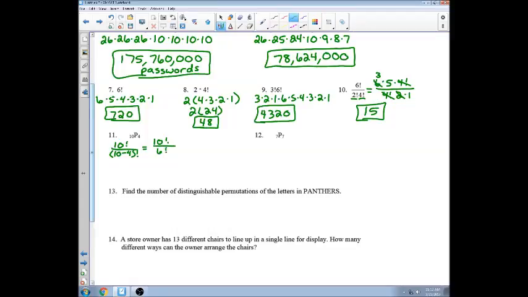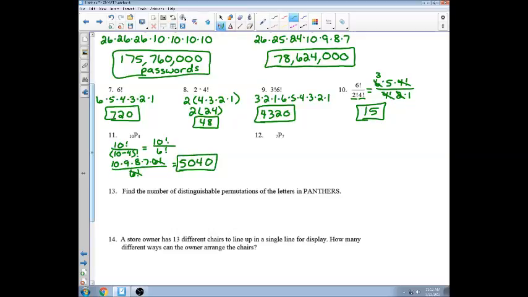As I write this out again, I only want to write my 10 factorial out until I reach the factorial in my denominator. So it would be 10 times 9 times 8 times 7 times 6 factorial over 6 factorial. The 6 factorials go away. Now I have 10 times 9 times 8 times 7. That would multiply into 5,040.